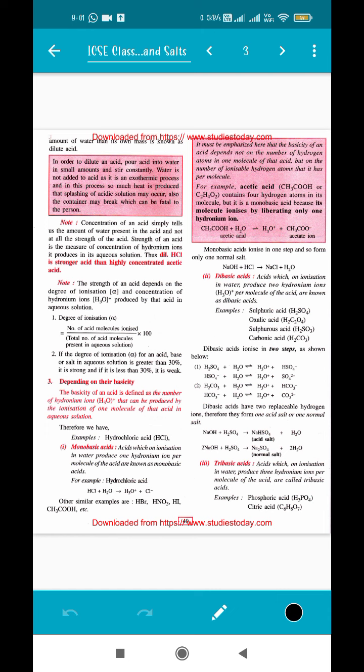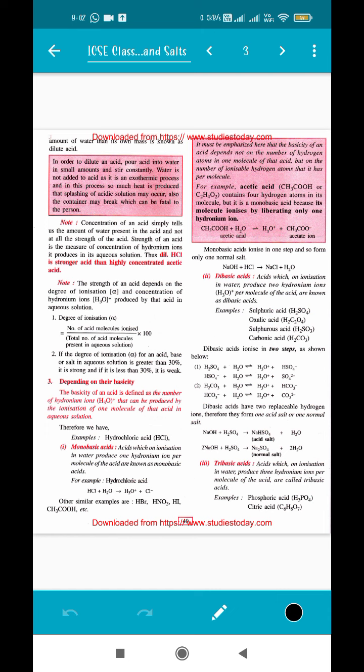H2SO4 plus H2O will give you first H3O plus, a hydronium ion, and then HSO4 minus. That means one hydrogen is removed, so the remaining hydrogen is present, so HSO4 minus. This is a radical, this is an ion. Next, this HSO4 minus will again ionize. It will again react with water and form another hydronium ion, H3O plus, and SO4 2 minus. So directly we are not getting 2 H3O plus and SO4 2 minus. It is happening in 2 separate steps.